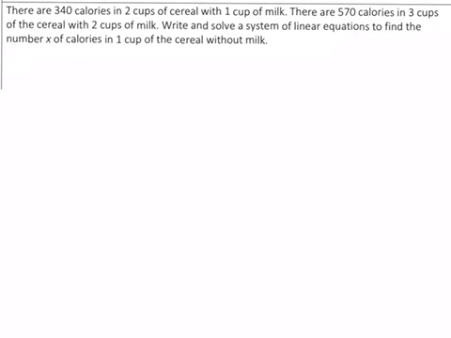Now we have another scenario that we will write an equation and then solve through. So it says there are 340 calories in 2 cups of cereal and 1 cup of milk. There are 570 calories in 3 cups of cereal with 2 cups of milk. So now we're going to write and solve equations, and we're going to find out the number of calories in 1 cup of cereal without milk.